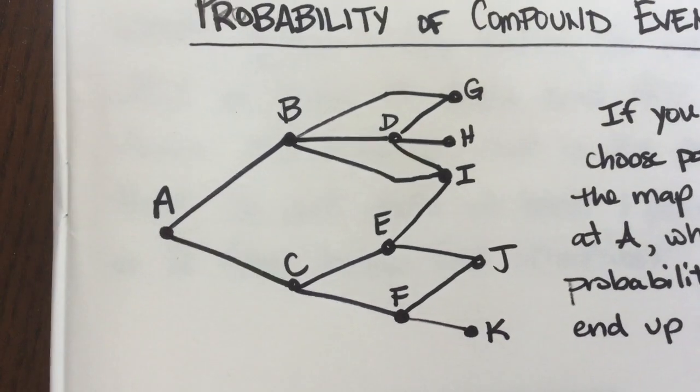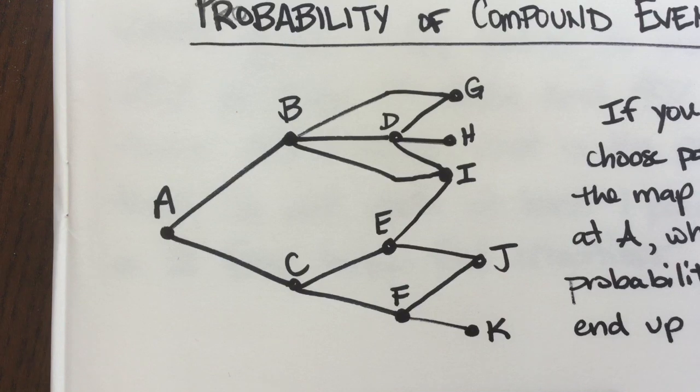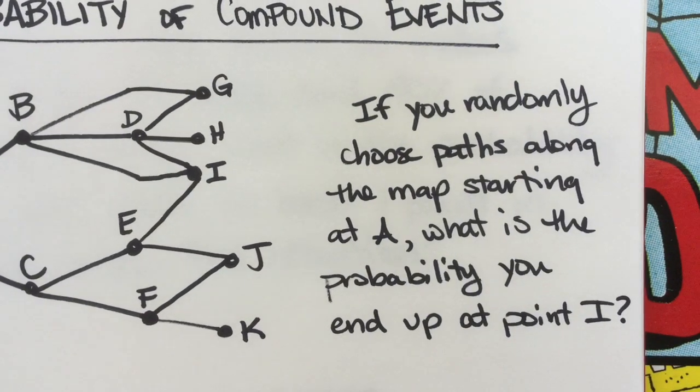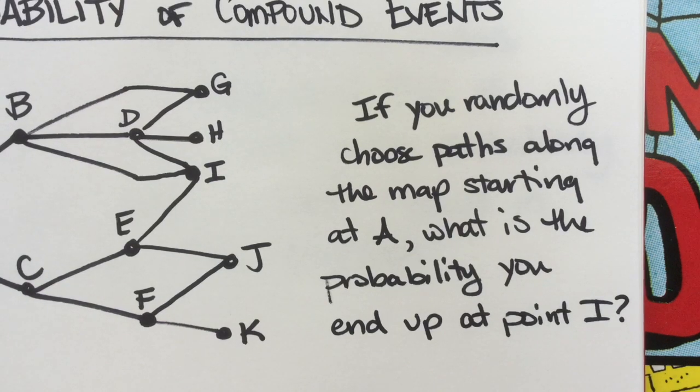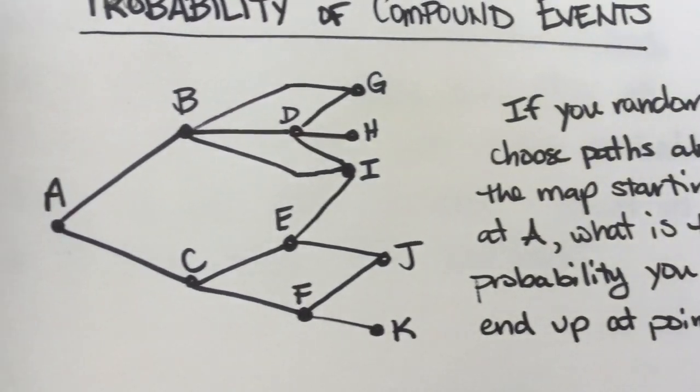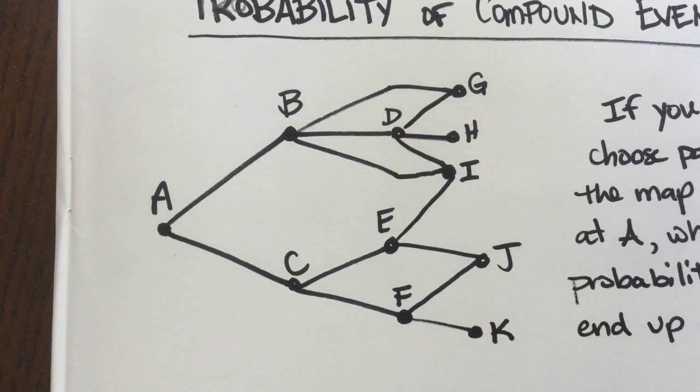So in our first example, we have a map. And it says, if you randomly choose paths along the map, starting at point A, what is the probability that you end up at point I? So here's our map, and we're going to construct an area model to help us figure out the probability of ending up at point I.